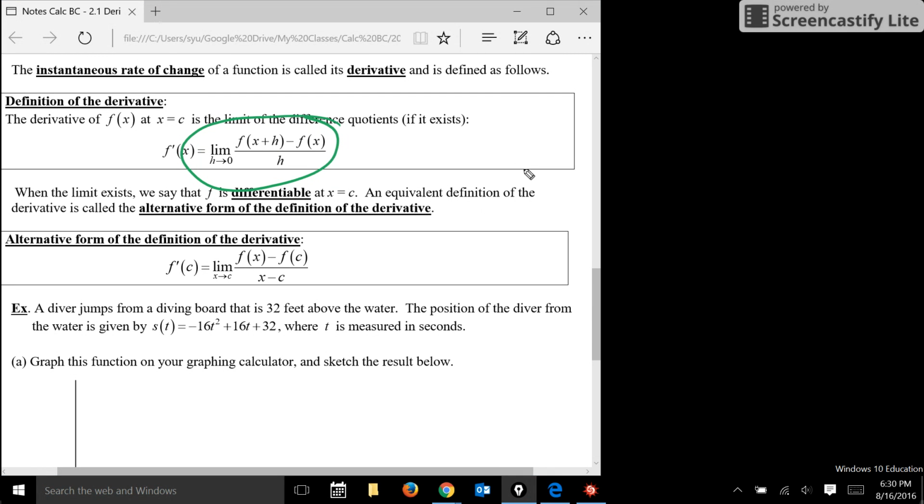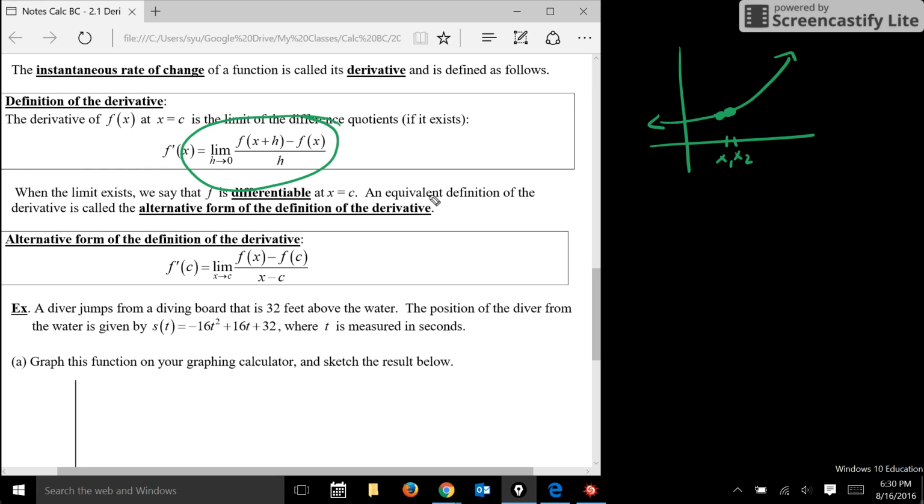Now, again, the reason why we have to use a limit is because we're bringing these 2 points that we're picking really, really close together, like infinitesimally close together. So my x1 and my x2 are even closer together than that. They're really, really close together. That's what that limit is doing.